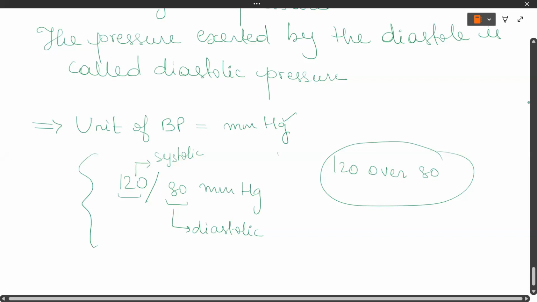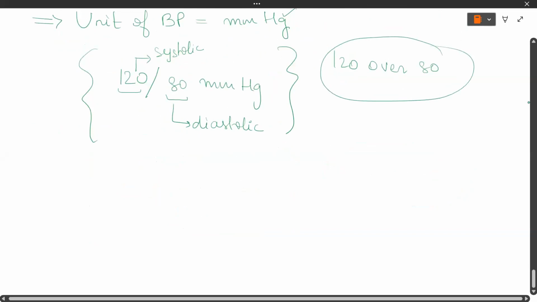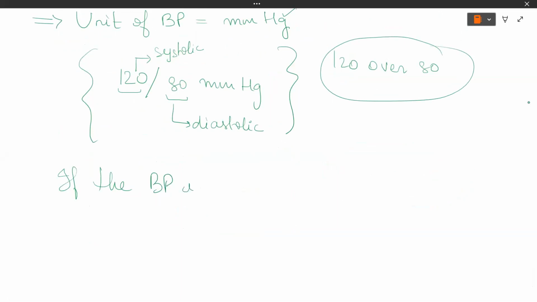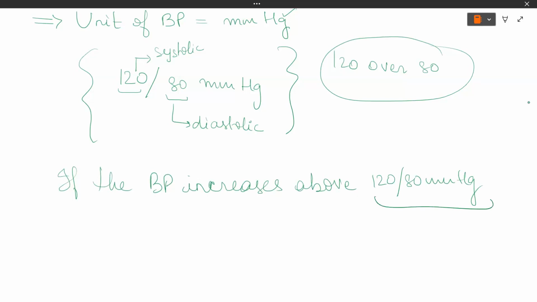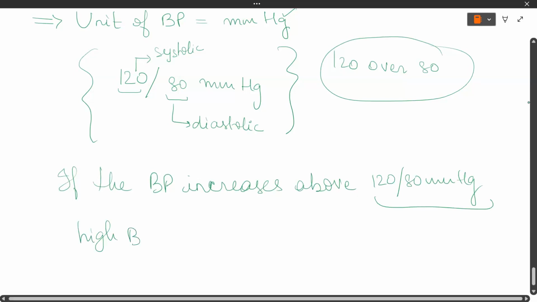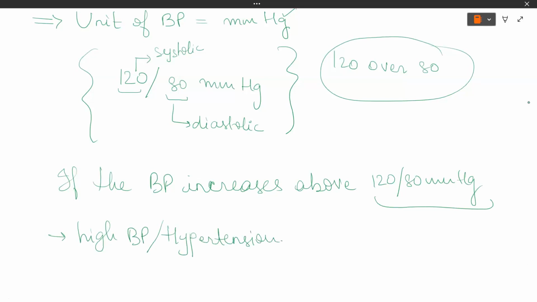Now, this will be the normal blood pressure. If the blood pressure increases above 120 over 80 mmHg, above the normal one, it is obviously known as high blood pressure. The other term for high blood pressure is hypertension. This is a very serious illness, and so many people have high blood pressure, isn't it?